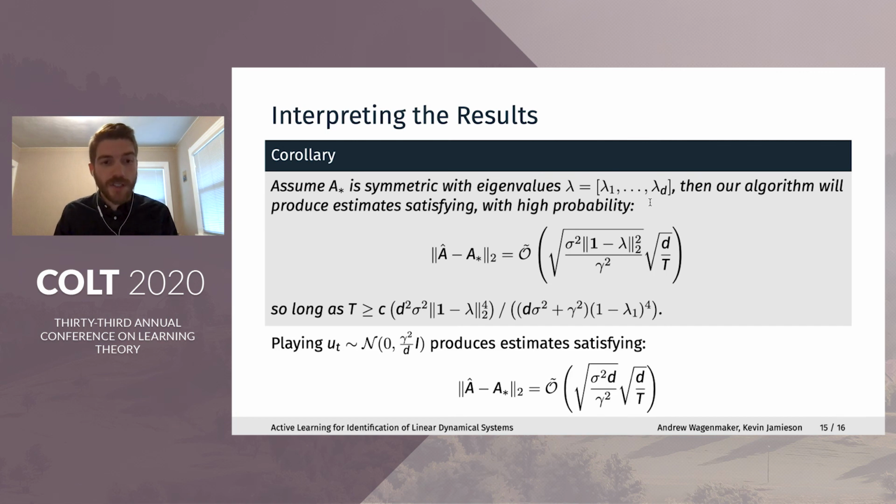We can contrast this with just plain isotropic noise. In that case, we're going to get estimates that satisfy basically square root of sigma squared d over gamma squared times square root of d over t. Here, the important constant is this 1 minus lambda squared versus this d. So in our case, we can adapt to the underlying structure of the A matrix, whereas if you just play isotropic noise, you can't take advantage of that at all. You're always just getting hit by this factor of the dimensionality.